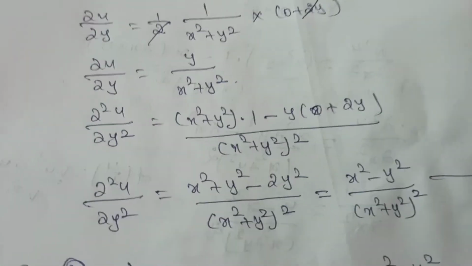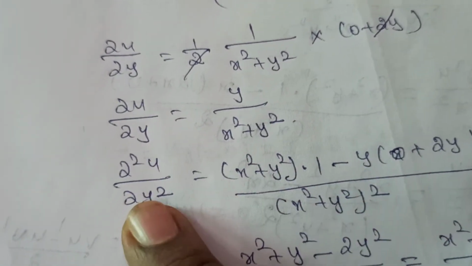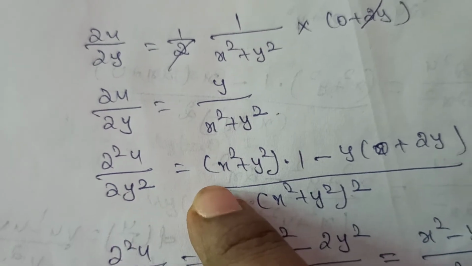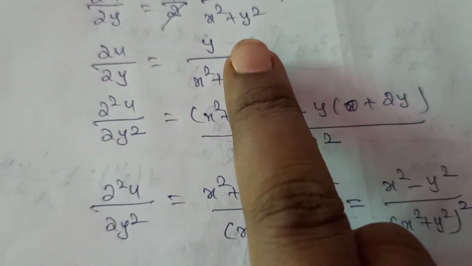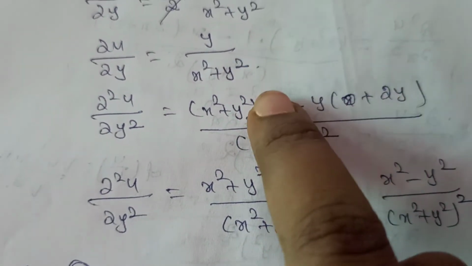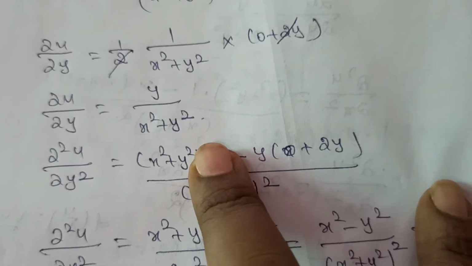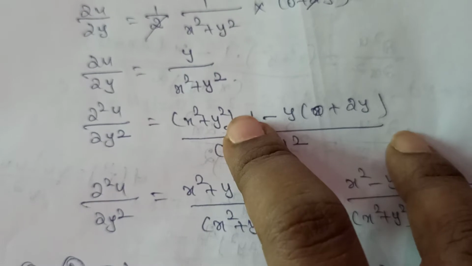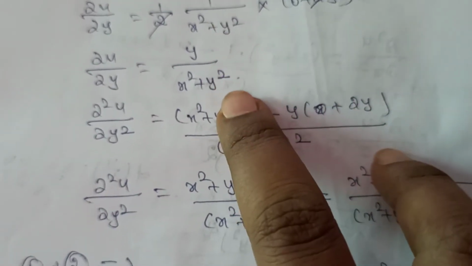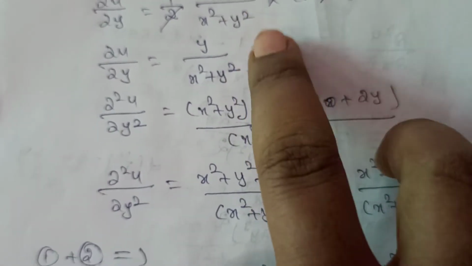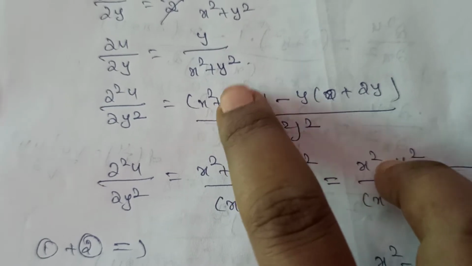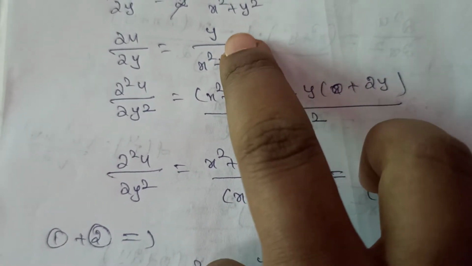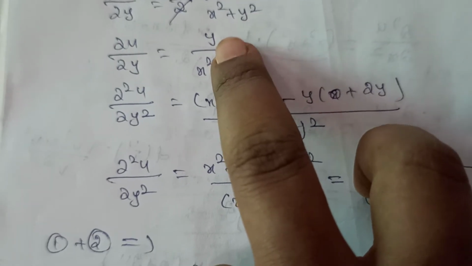Again take this equation, and again use the partial derivative with respect to y, that is ∂²u/∂y², which is equal to, here the numerator and denominator both have functions, so again we use the differentiation formula for u by v. Here the v value is x square plus y square, and the u value is y.